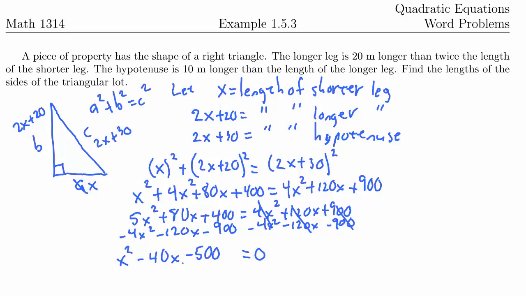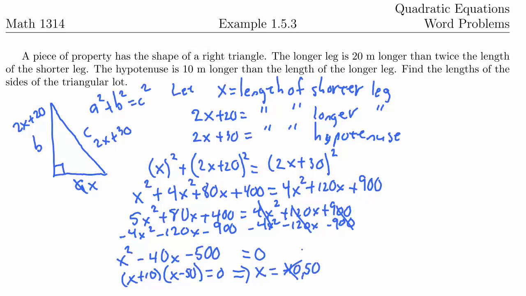Now what I need to do is solve this, and this can actually be done by factoring. That will be the easiest. Its factorization looks like this. This negative means one's positive and one's negative. What multiplies to 500 but subtracts to 40? Well, that's 50 and 10. The larger number has to be negative, so that's a negative 50 there, and a positive 10. So because of this, x equals negative 10 or 50.